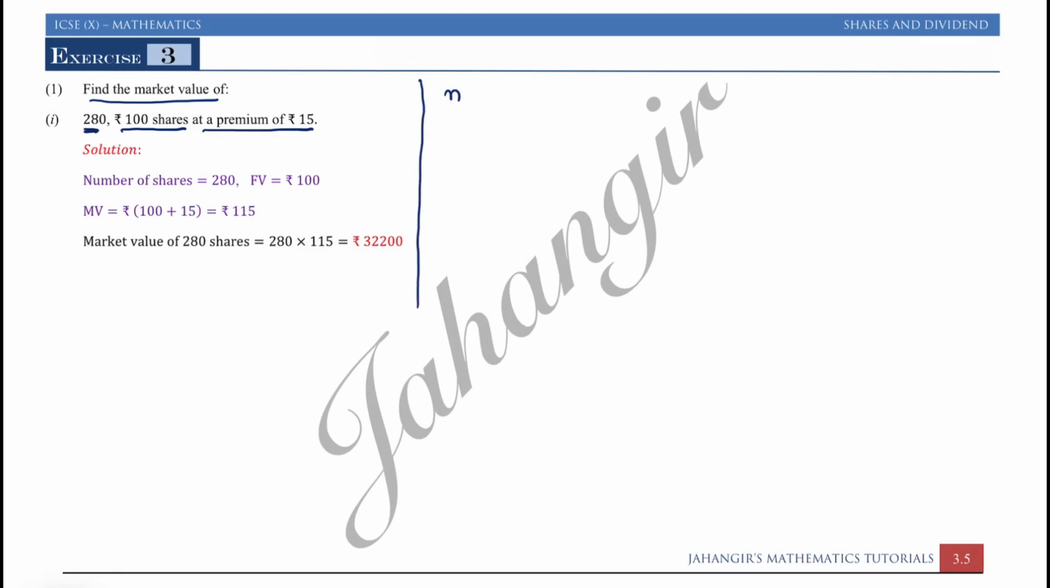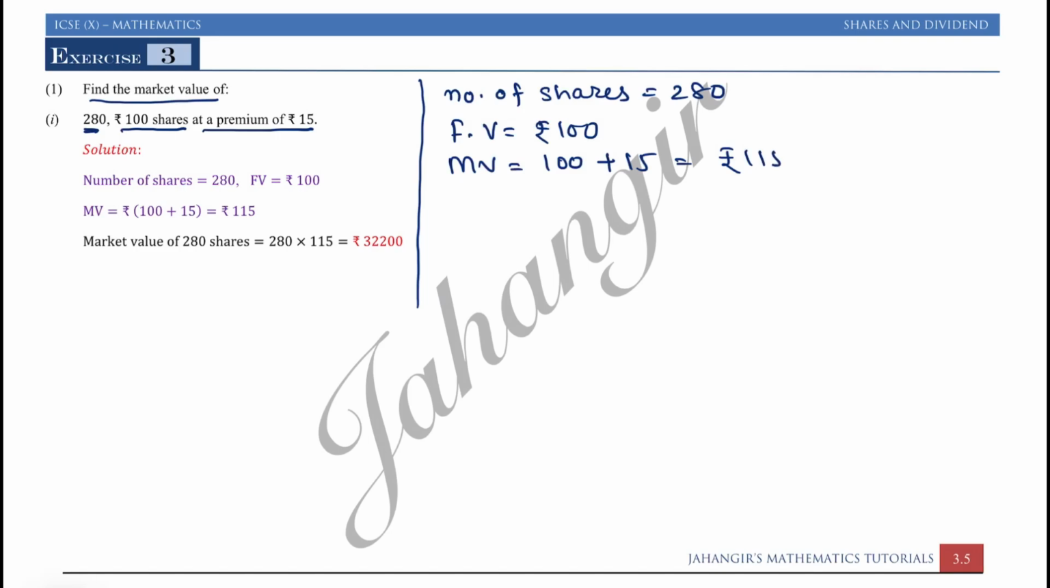First we will write the number of shares. Always in shares and dividends you have to write all the information first. Number of shares is equal to 280. Face value is rupees 100 and you are getting it at a premium of rupees 15. Premium means more, so the market value is rupees 15 more than face value: 100 plus 15, that is equal to rupees 115. This is the information given in the question.